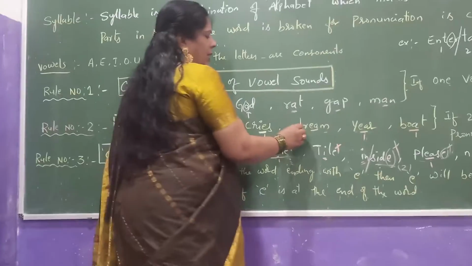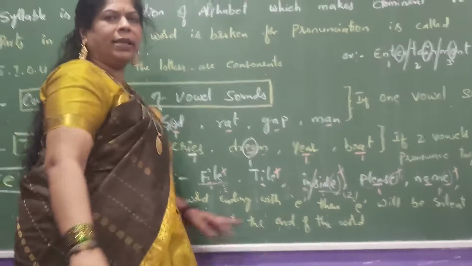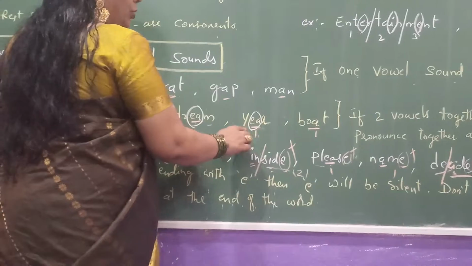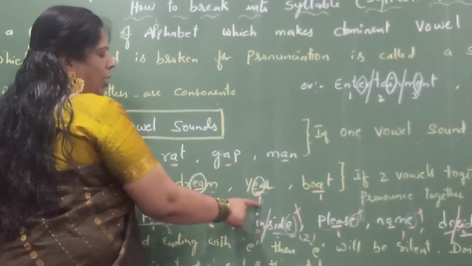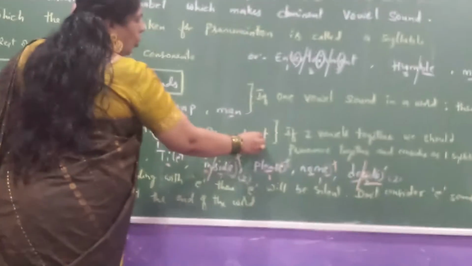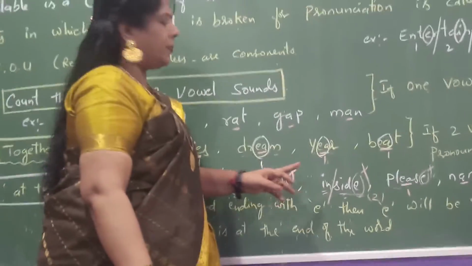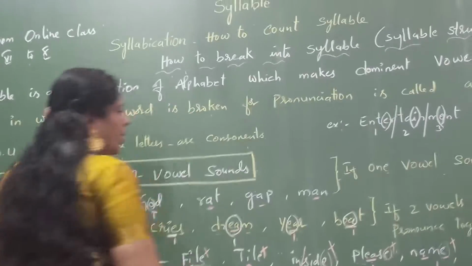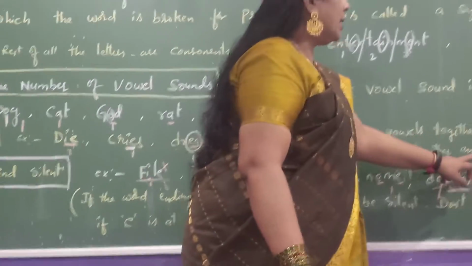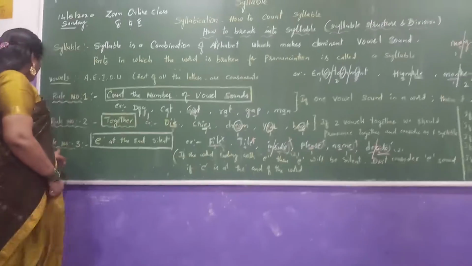Dream, D-R-E-A-M, two vowels came together, so consider it one syllable. In ear also you will find EA, two vowels together, so one syllable. Boat, OA, both are vowels, one syllable. So if two vowels come together, we should pronounce them together and consider them one syllable. Very important rule. Okay.